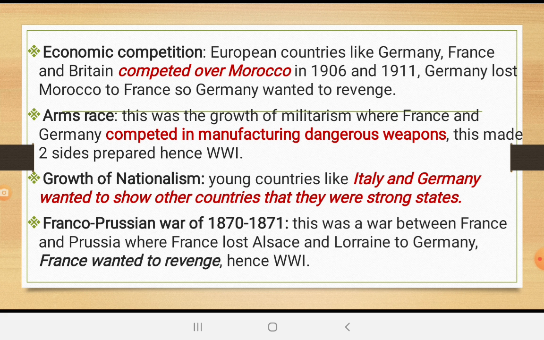Alsace and Lorraine is one of the richest areas of France, an industrial area, a mining area of France, and it lost them to Germany. So, even if it is in a long-term period, France wanted revenge. France wanted to regain its territories, Alsace and Lorraine. That's why war between Germany and France was inevitable.